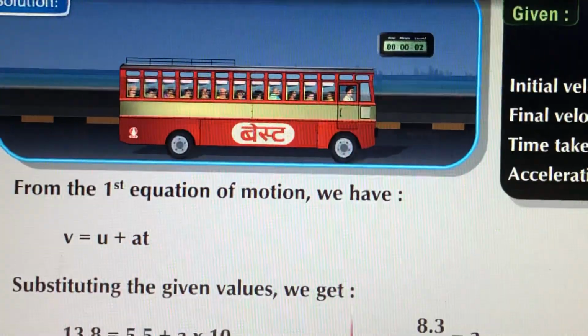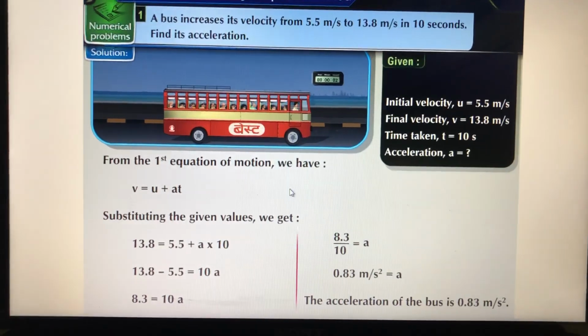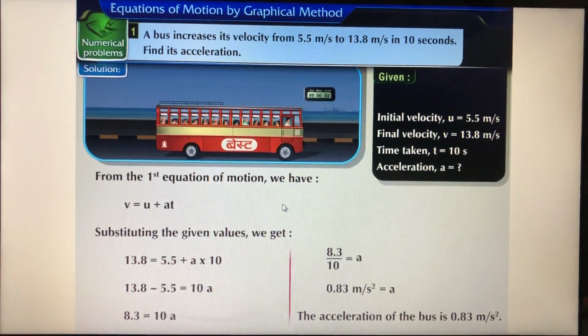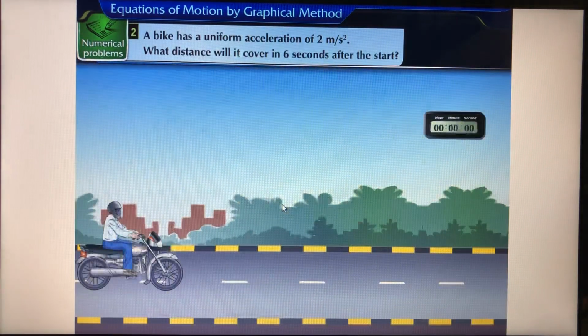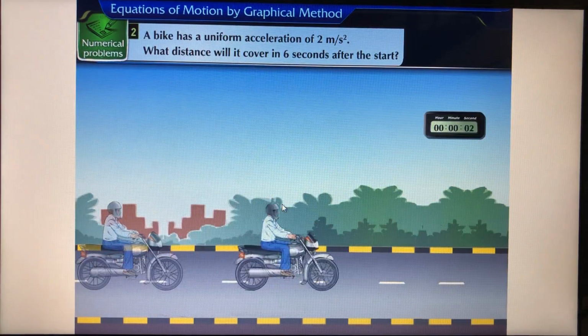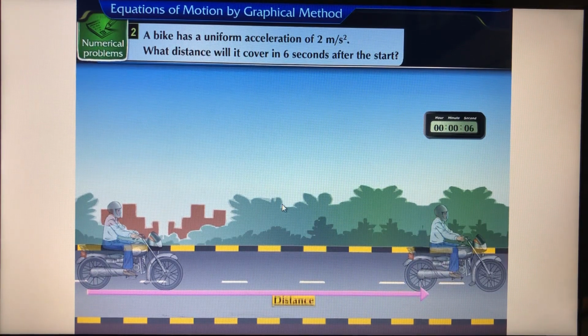Thus, the acceleration of the bus is equal to 0.83 meters per second square. 2. A bike has a uniform acceleration of 2 meters per second square. What distance will it cover in 6 seconds after the start?